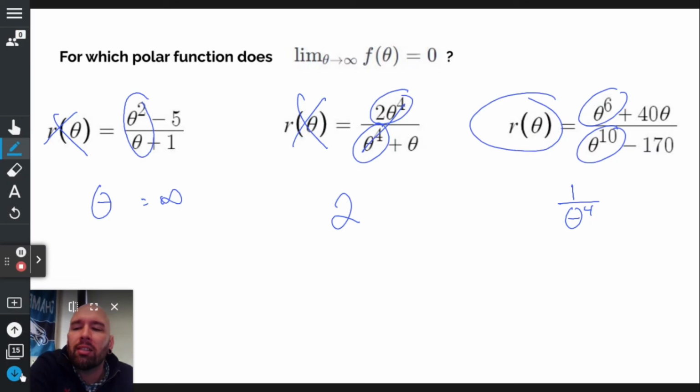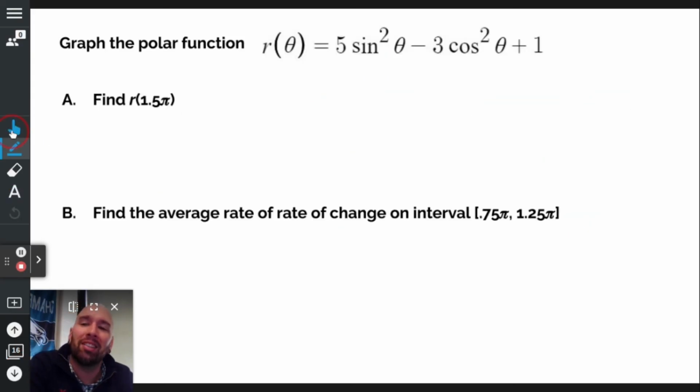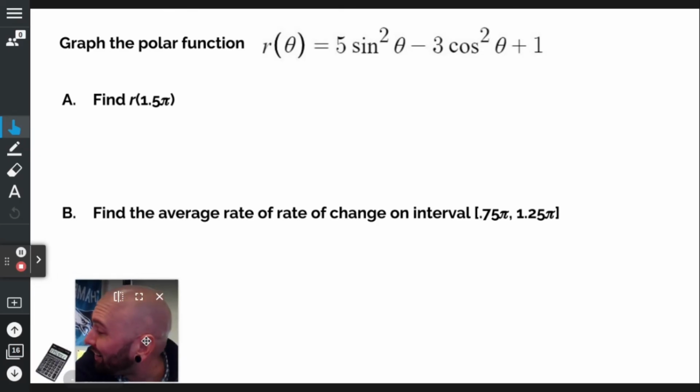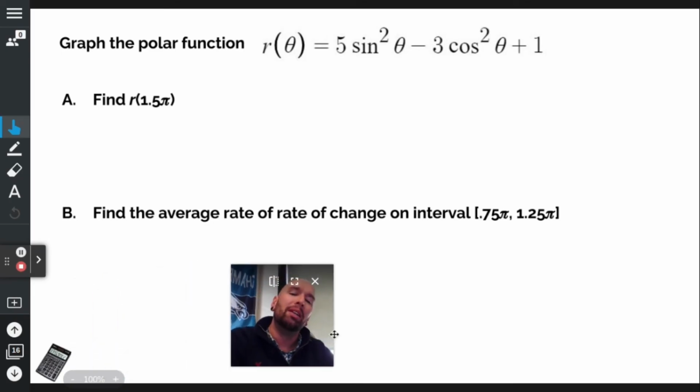Okay. Limits with polar functions behave very similarly to limits of regular functions. Regular. Lots of regulars. It's like I own a restaurant. Lots of regulars. Oh, there you are. Hello, Mr. Calculator. We've missed you.